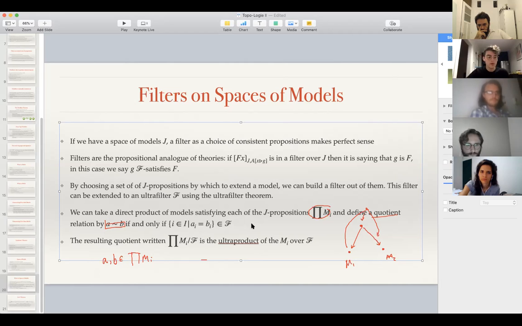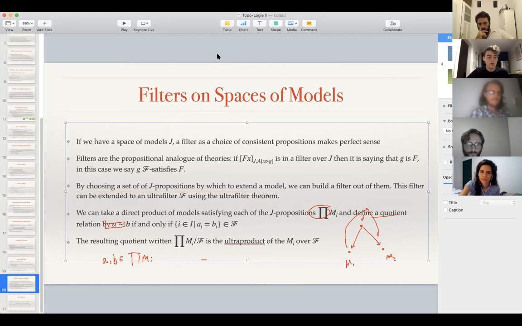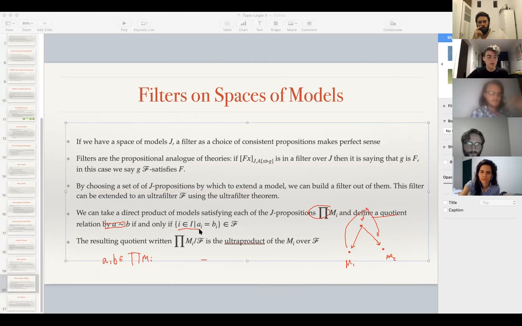So what this is doing is defining a quotient, okay? It's finding a way to say which elements of this product are equivalent. So if they have equality, sorry, the list of indices where they have equality is in the filter, then the filter identifies these two as equal. Does that make sense? So we're using an ultrafilter to find this quotient, which is going to identify a bunch of things of a product of a model.